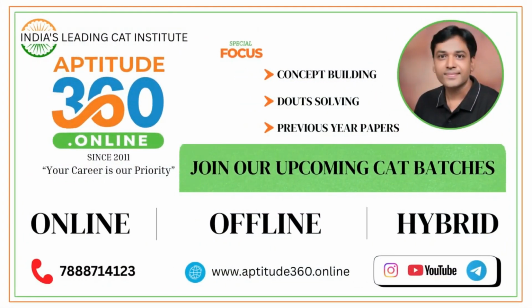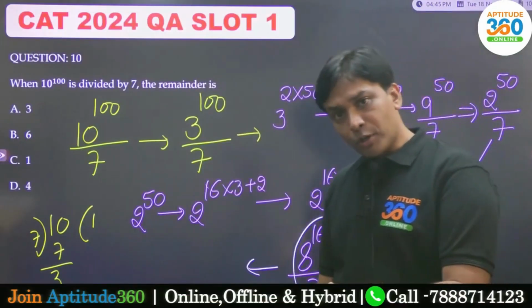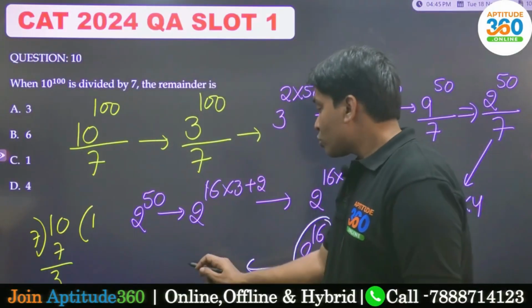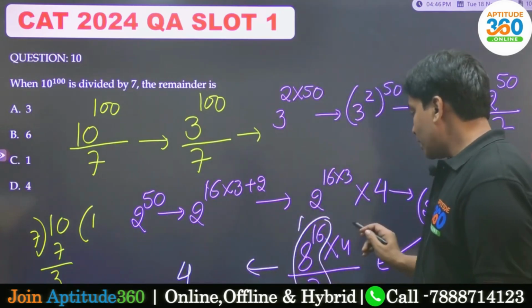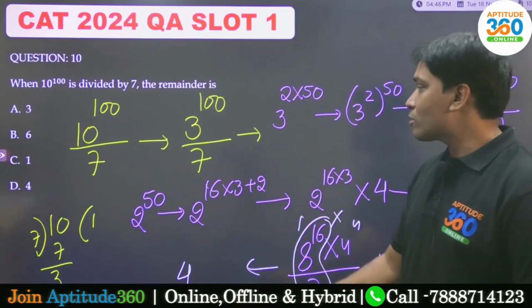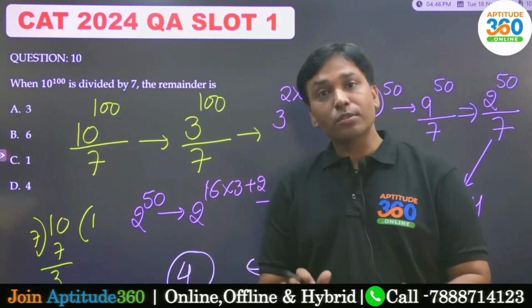When 4 gets divided by 7, the remainder is nothing but 4, because 4 is smaller than 7. So what is the remainder? Remainder is coming out as 4. Over here 1, over here 4. 1 into 4, the answer is going to be nothing but 4. I hope you have understood the concept.